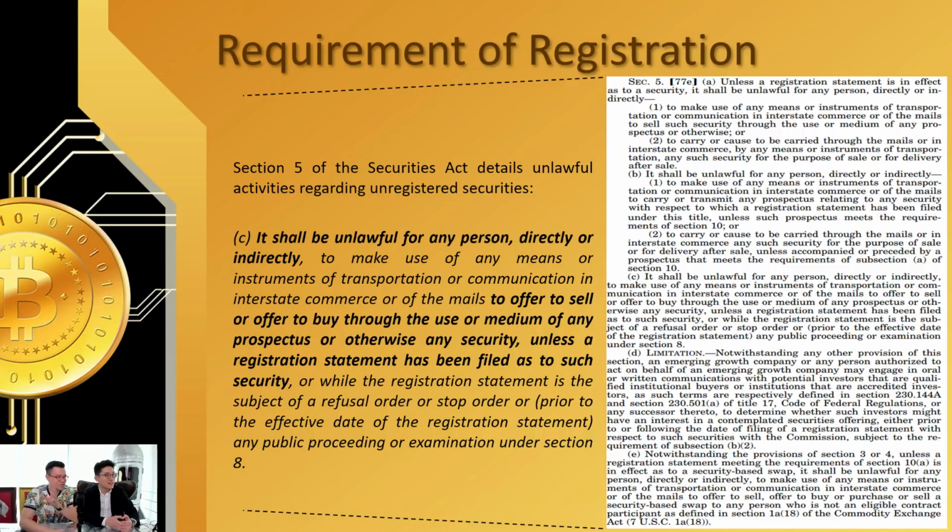Okay, not really going to cover all this, but take note: it shall be unlawful for any person, directly or indirectly, to make use of any means of the instruments of transportation or communication in interstate commerce, or of the mails, to offer to sell or offer to buy through the use of any prospectus. So this basically means, if an ICO is not registered with the SEC, it doesn't have the clearance, and it continues to fundraise and claims that it's not a security.